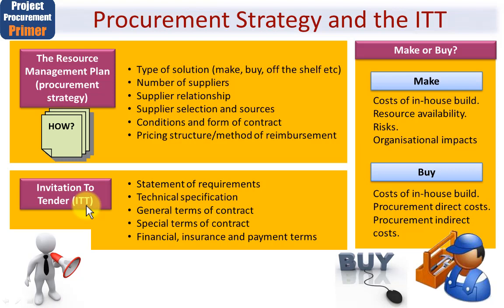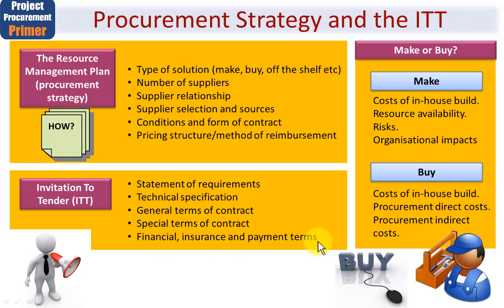And the invitation to tender should include the statement of requirements, exactly what it is you're asking for, and any and all technical specification. For example, it may need to meet certain health and safety specifications. The general terms of the contract type if you will, and any special terms of the contract. These special terms would normally relate to the type of product or service that is being tendered for, and aspects such as financial, insurance, and of course the payment terms.